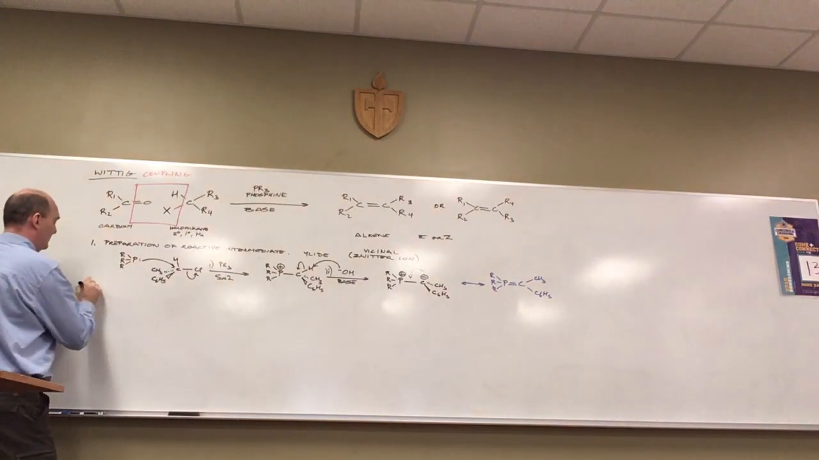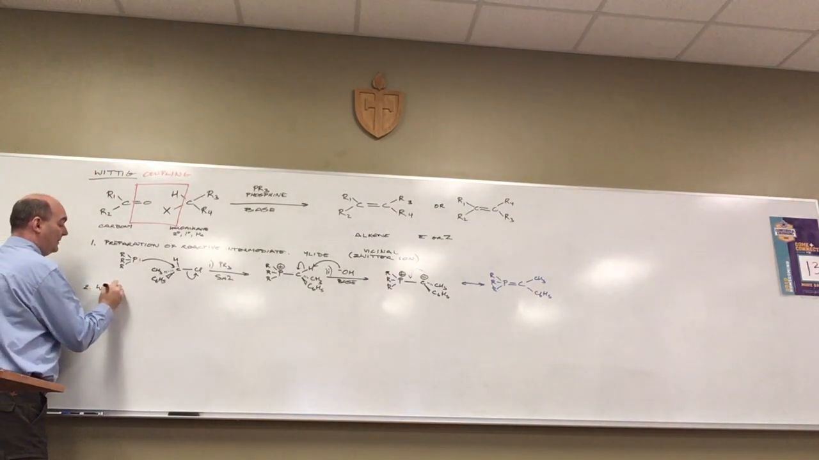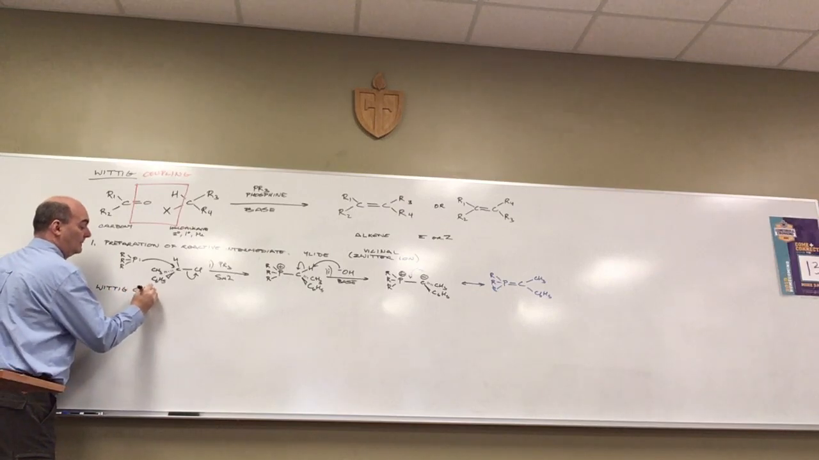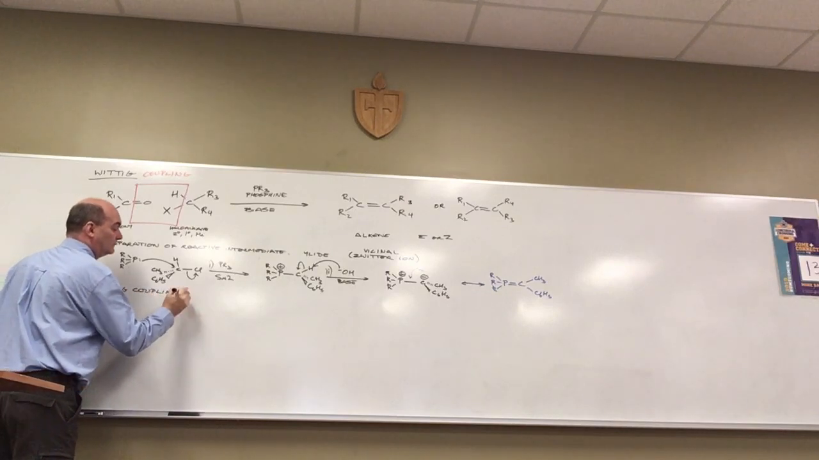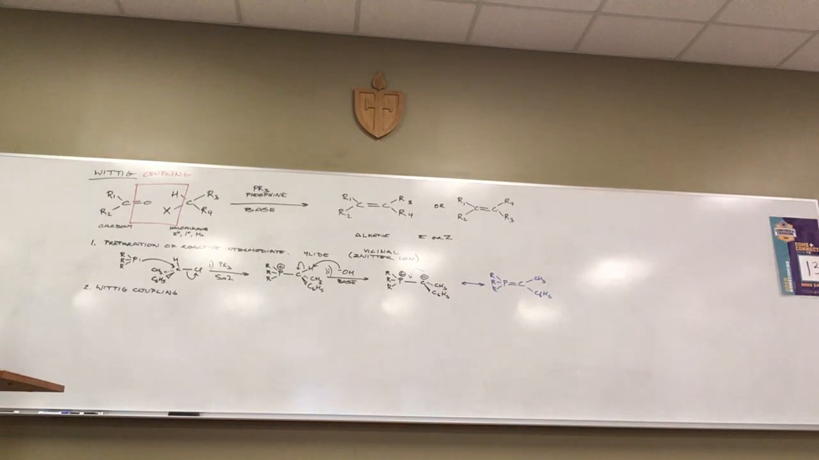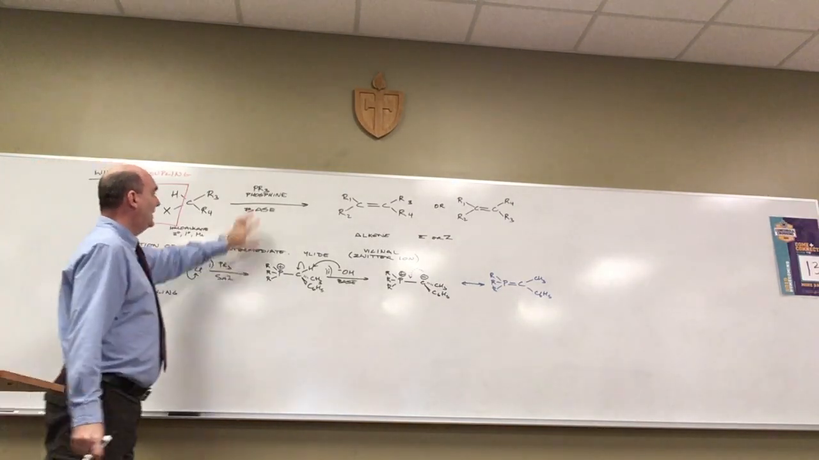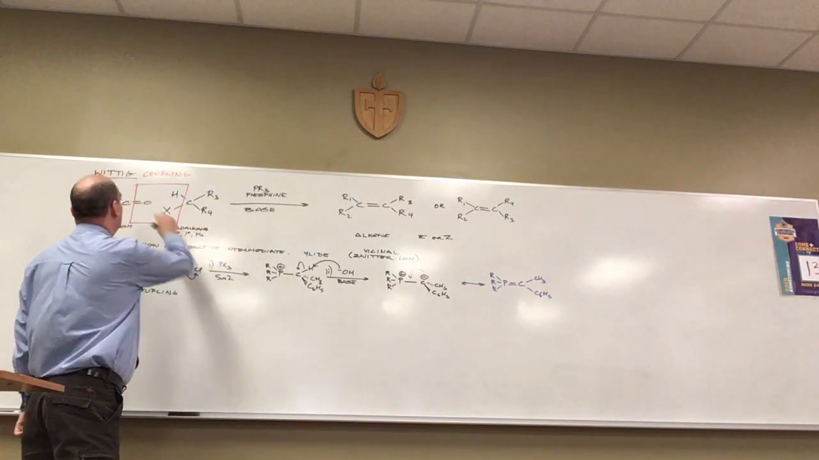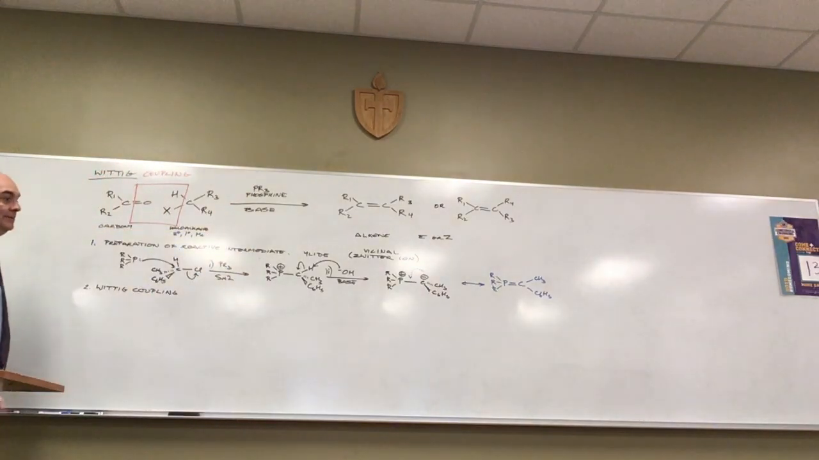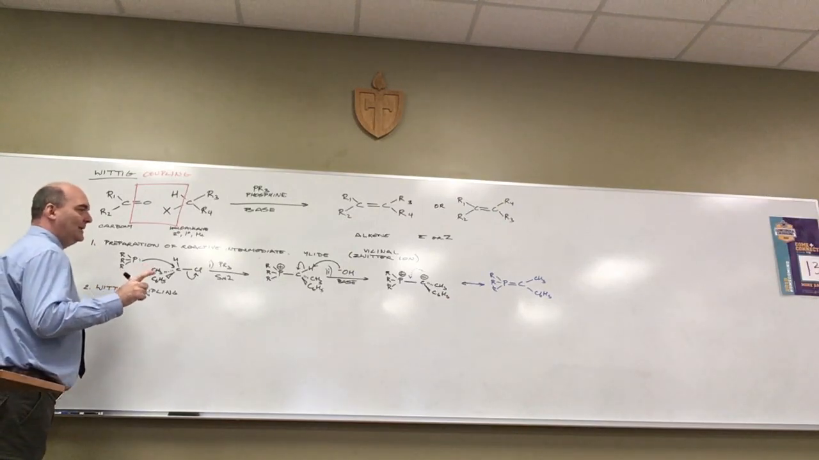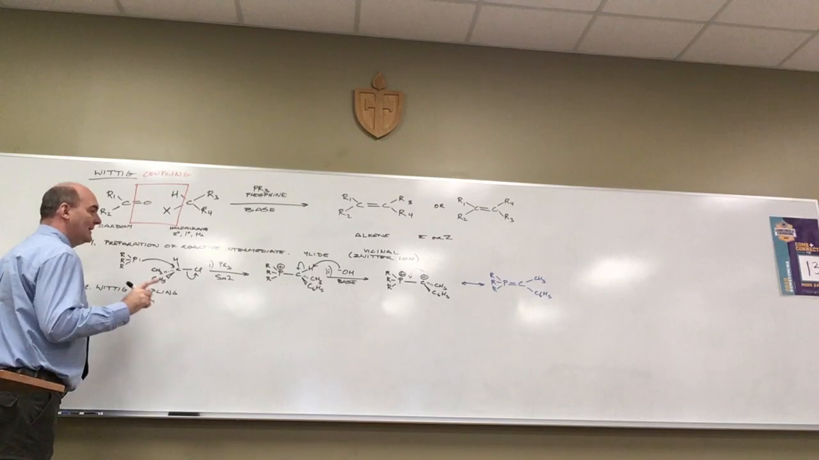Here comes the second reaction. Here is the Wittig coupling. All right, so I've used my haloalkane, my phosphine, and the base. Now I'm just going to add the carbonyl. So let's plan how to do this. It depends on what you write down first.